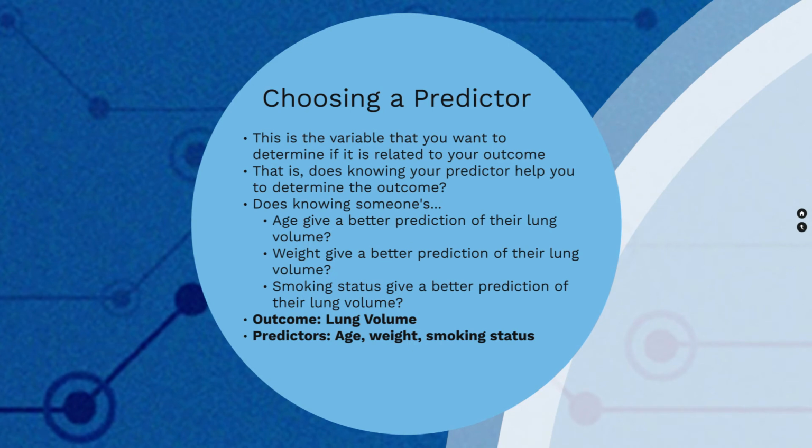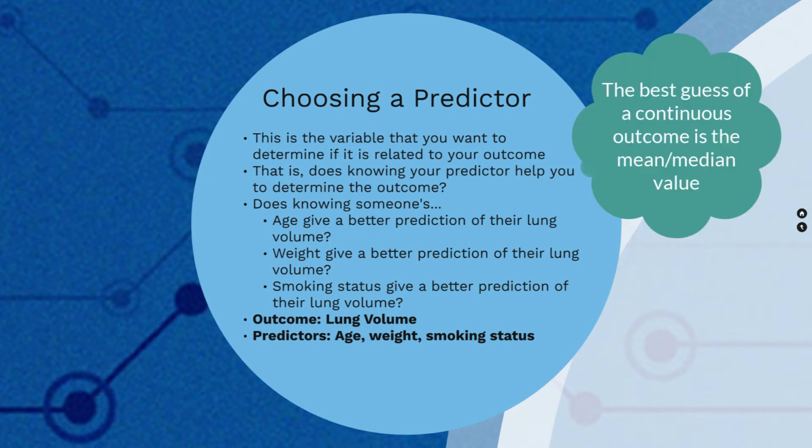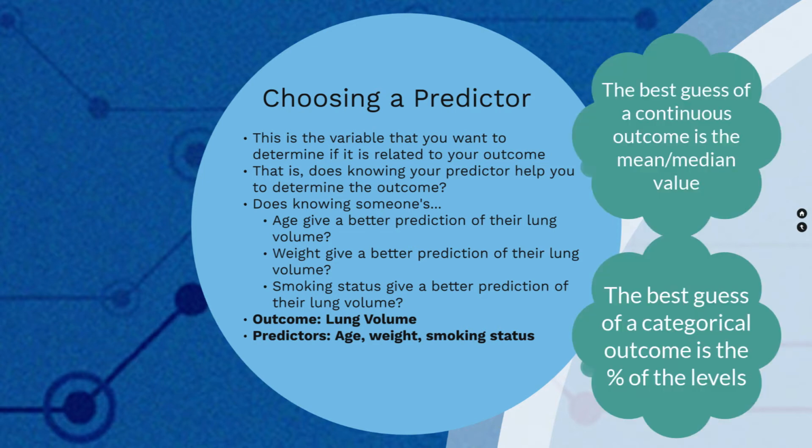Choosing a predictor, this is the variable that you want to determine if it is related to your outcome. That is, does knowing this variable help you determine the outcome? So very simply, with a single variable, systolic blood pressure, for example, if a random person walked up to you on the street and said, "Guess my blood pressure," your best guess would be the mean of all possible blood pressures. If a person asked you what their lung volume was, the best guess would be the mean lung volume of all lung volumes.